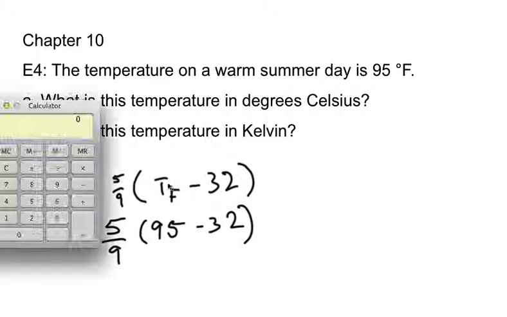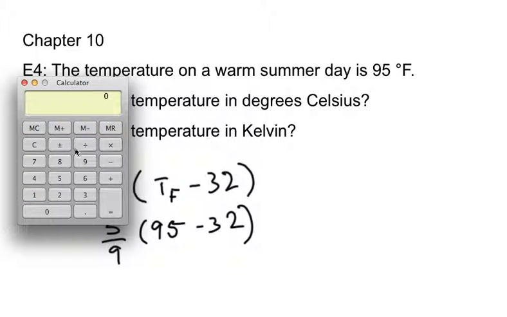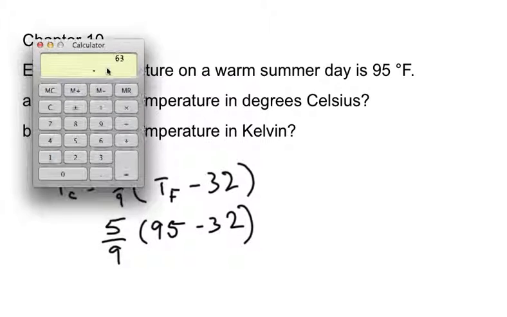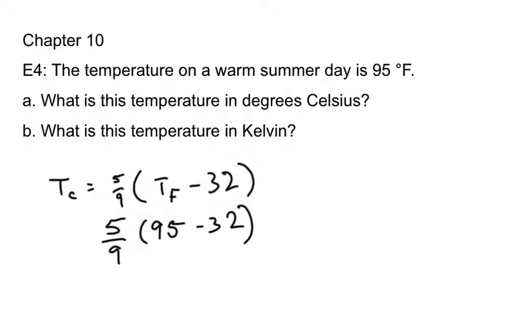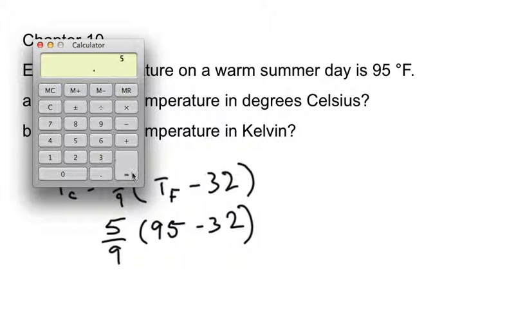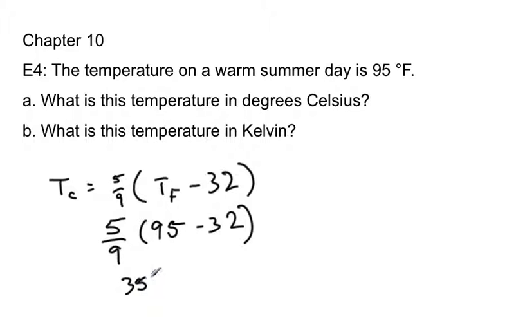And I will work this one out for you. And yes, I'm going to use a calculator. 95 minus 32. Okay, take that answer now, multiply by 5. Now we're going to divide that answer by 9. And there's our answer. It's 35 degrees Celsius.